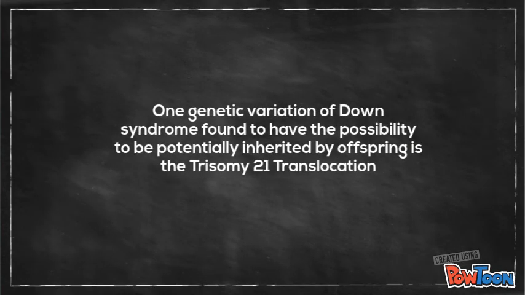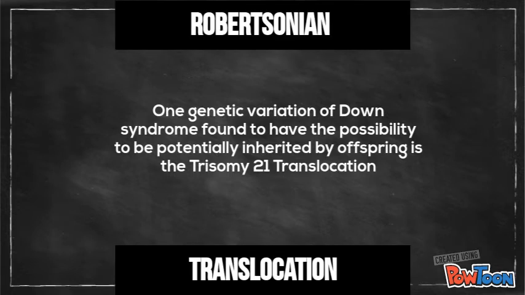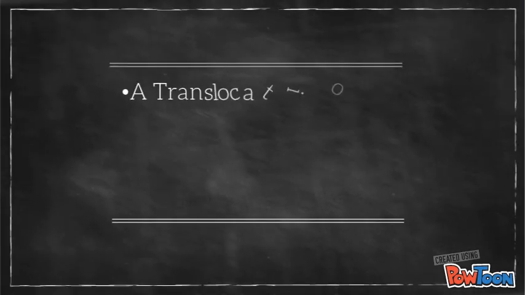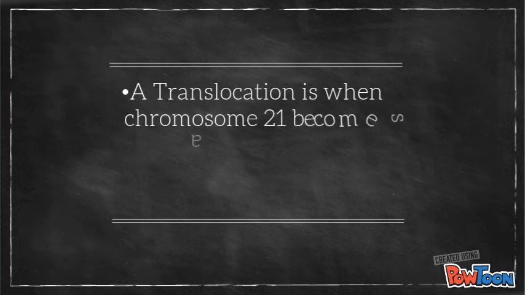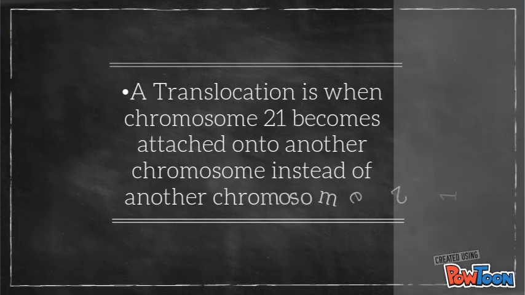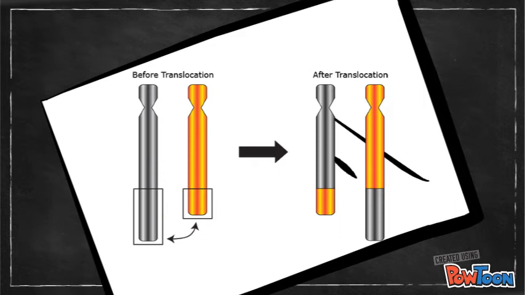One genetic variation of Down syndrome found to have the possibility to be potentially inherited by offspring is the trisomy 21 translocation, also known as the Robertsonian translocation. A translocation is when chromosome 21 becomes attached onto another chromosome instead of another chromosome 21. For instance, the gray one is chromosome 14, while the yellow one is chromosome 21. Instead of crossing over with the same chromosome number, the chromosomes crossed over to different ones.